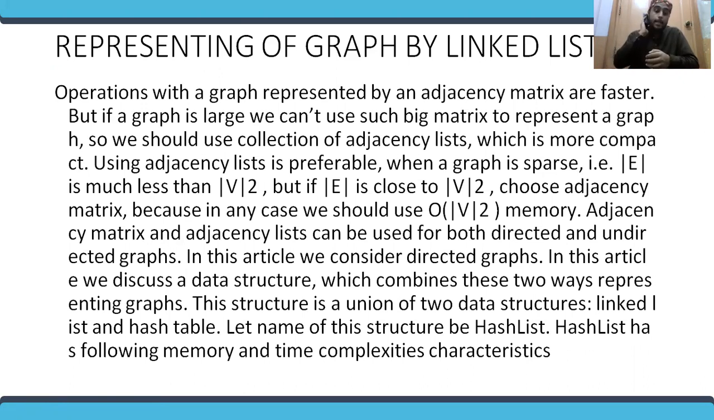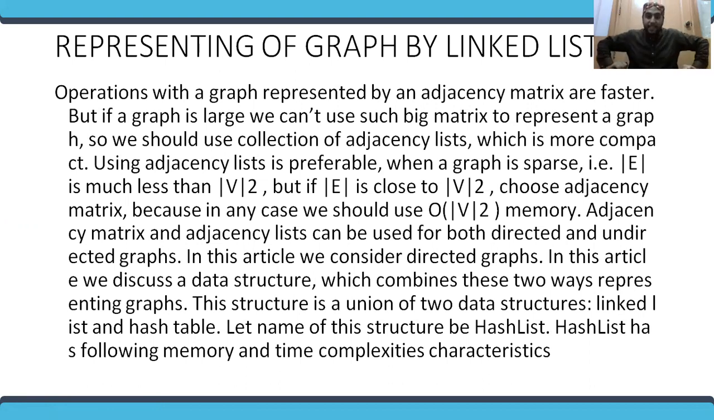For example, E is much less than V squared. But if E is close to V squared, choose an adjacency matrix because in any case we should use O(V squared) memory for the adjacency matrix. The adjacency list can be used for both directed and undirected graphs. In this article we consider the directed graph. In this article we discuss a data structure which combines these two approaches for dependent graphs.